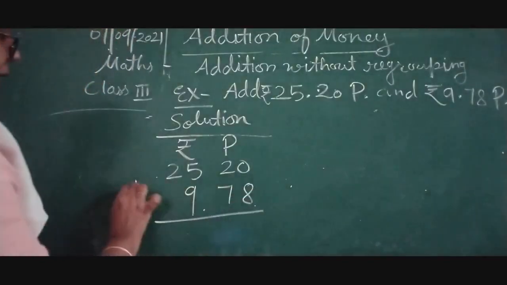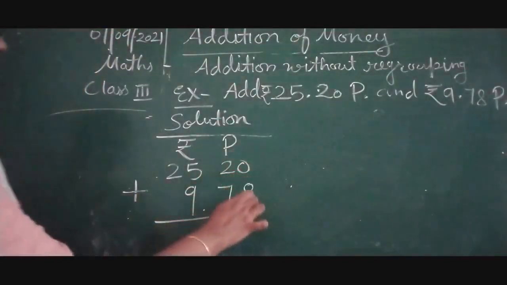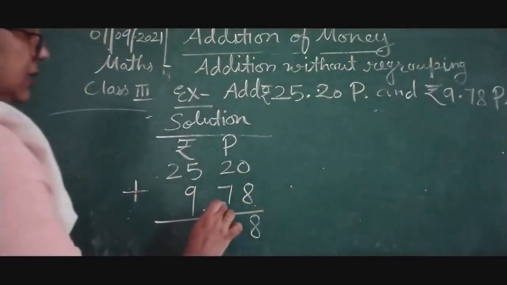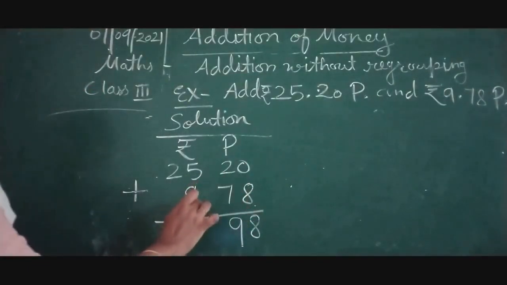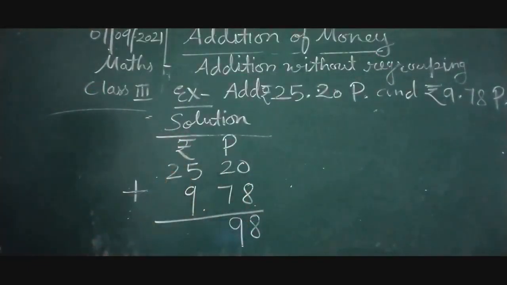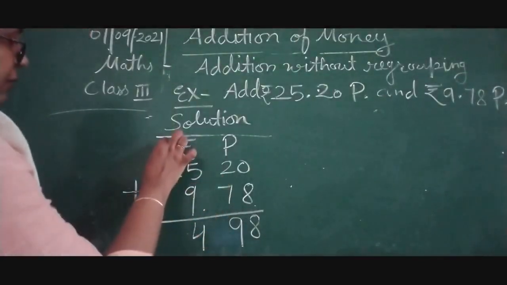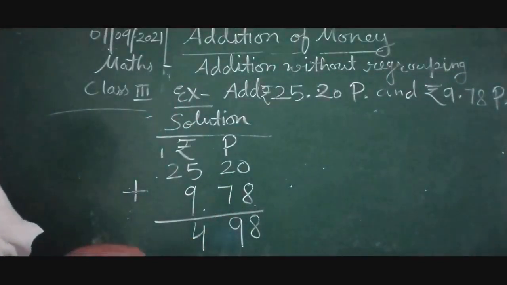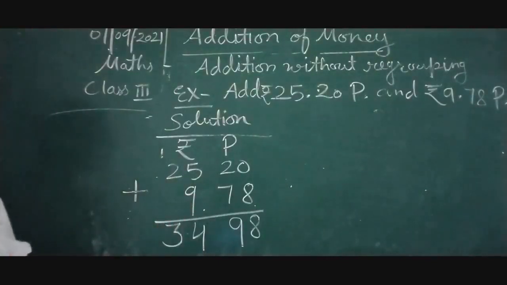If we are going to add this, what will we get, children? Now here 0 plus 8 we will get 8. 7 plus 2 we will get 9. And after that 9 and 5, 10, 11, 12, 13 and 14. We will get 14, 1 will be carry over. Okay, 1 will be carry over. Now 2 plus 1 is 3. ठीक है, 3 हो गया. अब ये हो गया 34, 98.